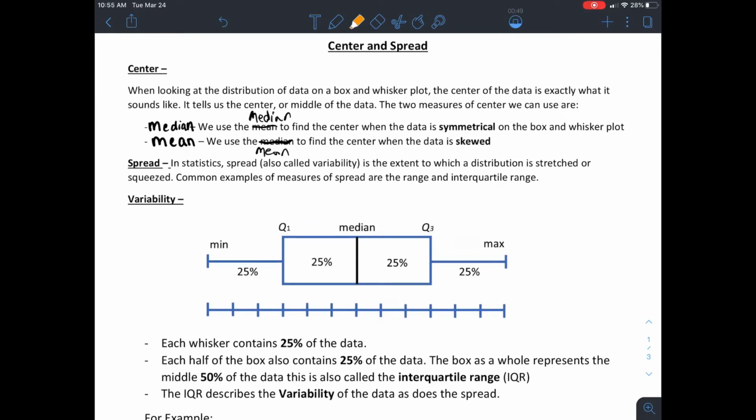When looking at the distribution of data projected on a box and whisker plot, the center of the data is exactly what it sounds like. It tells us the center or the middle of the data. The two measures of center that we use are median and mean. The median is used to find the center when the data is symmetrical, and the mean is used when the data is skewed. So what we need to remember here is that we use mean when it's skewed, and median when it's symmetrical.